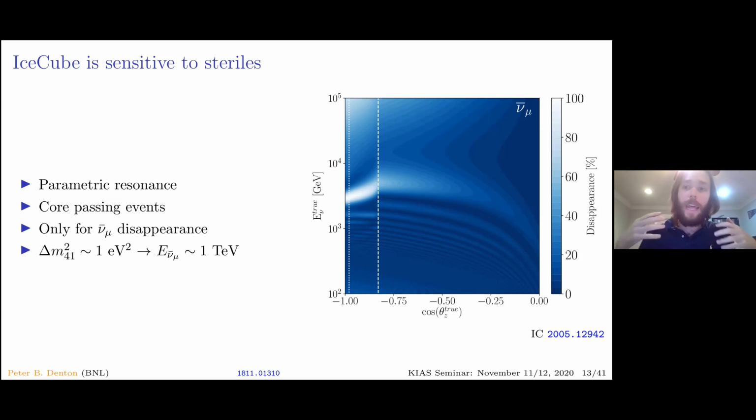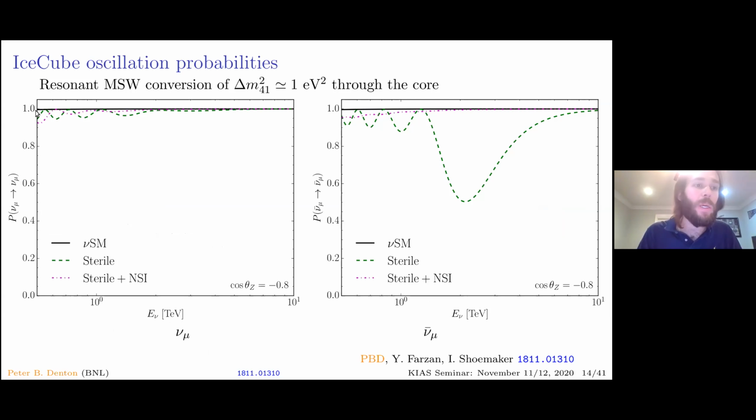So here's another way to see the same thing. On the left, I've plotted the muon neutrino disappearance probability as a function of neutrino energy. This is 1 TeV here. The left is neutrinos and the right is antineutrinos. The black is the standard model, just 3 flavors, and you can see it's almost exactly 1 for the entire energy range. This is roughly the energy range that IceCube can see, where their data is. And this is for cosine zenith angle of -0.8, so it's pretty much going right through the core.